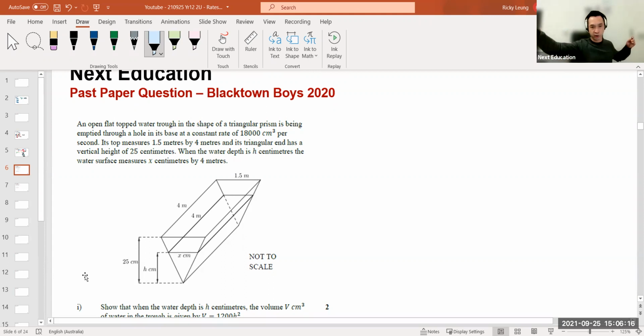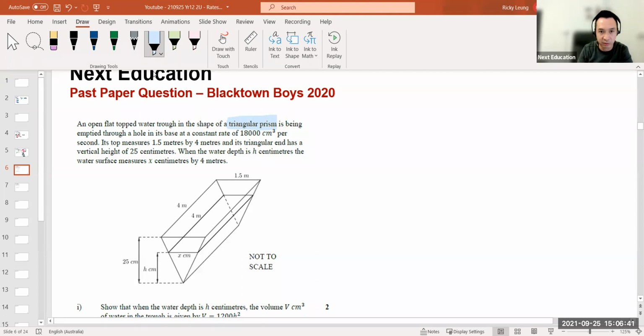So there's a trough, which is basically like a triangular prism, which holds water as it rains, etc. Very common now. So let's have a look at it. This is from Blacktown Boys, 2020, last year's trial paper. So, an open triangular prism being emptied. So it's filled and it's emptying.